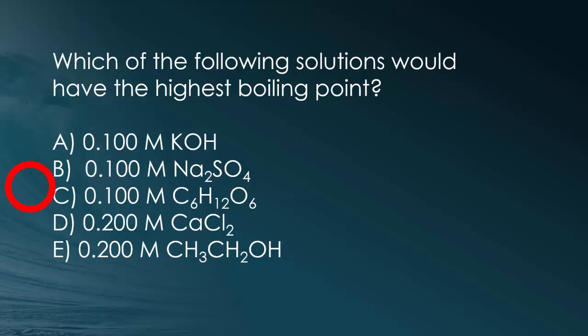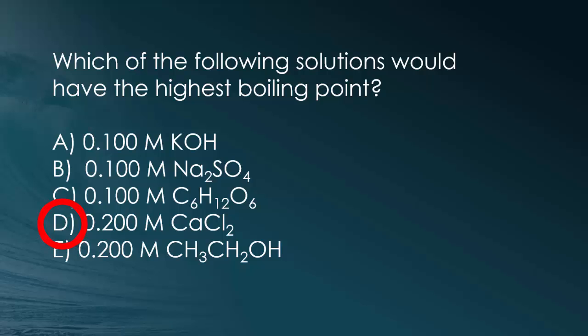All right, you guys should notice that it's D. D says that you have a stronger molarity, and calcium chloride, when dissolved, is 3 ions. Now, you can also say, well, what about Na2SO4? Yeah, that also has 3 ions, but it's 0.1 molar. Thus, that's why D is the correct answer.